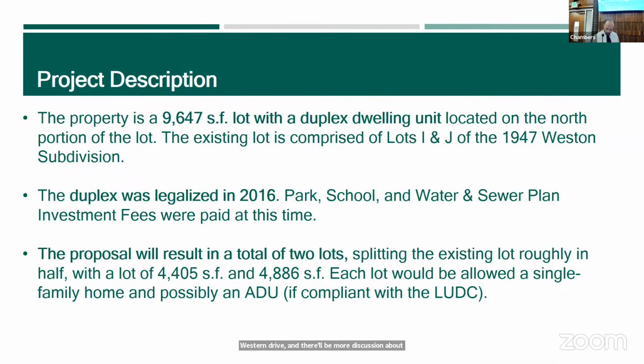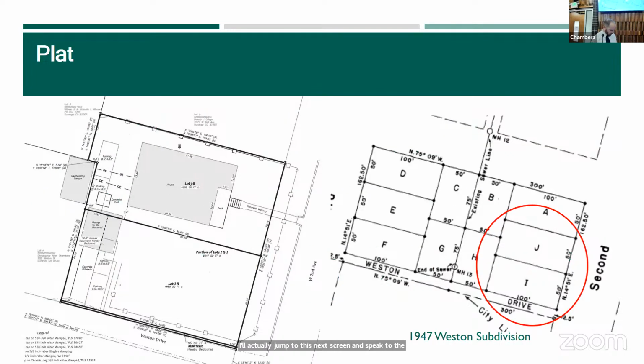I'll actually jump to this next screen and speak to the items on the slide there. So the property as proposed is shown on your left side of the screen. That's the existing home. And the proposal is that new solid line. The existing home is a duplex. It has a second dwelling unit within it that was legalized in 2016. It was estimated to have been built in 1994. So they went through the appropriate process to permit and legalize the second unit inside the dwelling.